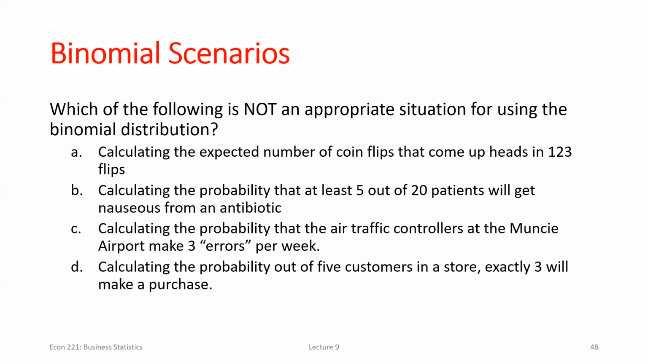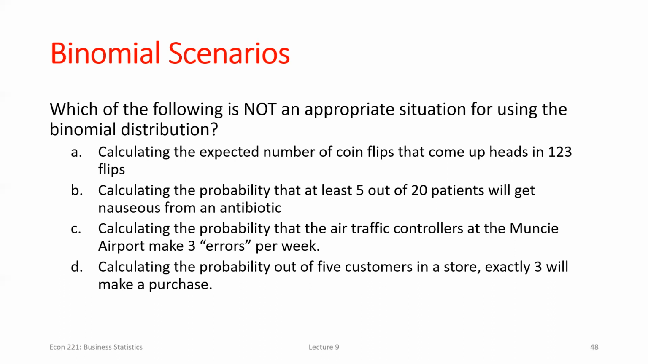You need a number of trials. You need a probability of success that is the same on every trial, and then you're looking for the probability of seeing a different number of successes. So in the first one, one way to identify your number of trials is, well, what's the highest number of successes I could see?